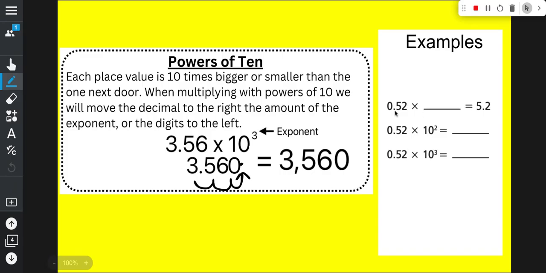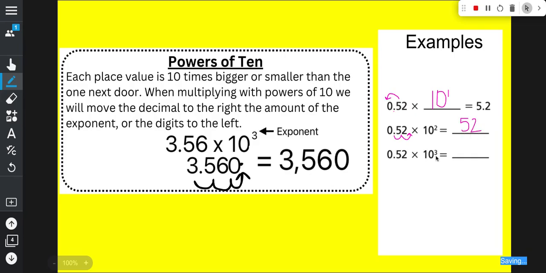So in this one, if I have the 5 moved over one spot to the left, I know that I multiplied by 10. And it moved one spot, so it's 10 to the first power. The next one, if I have that 2, I'm going to move that decimal 2 spots. It now is after the 2, so I get an answer of 52.